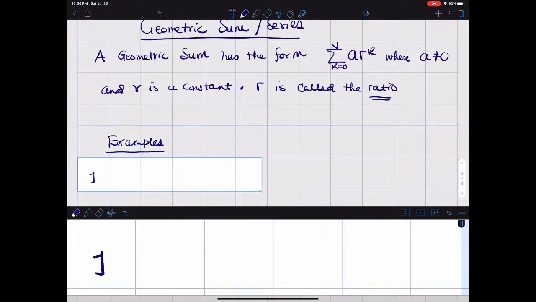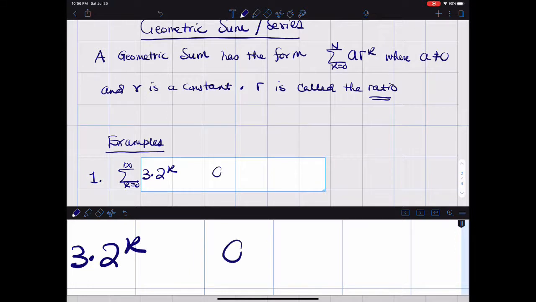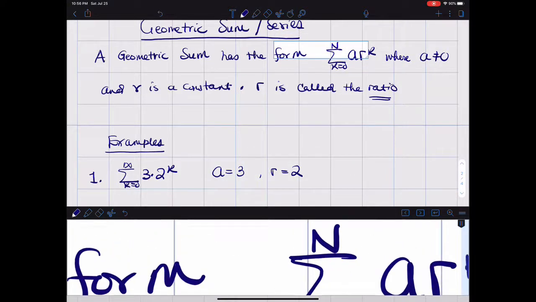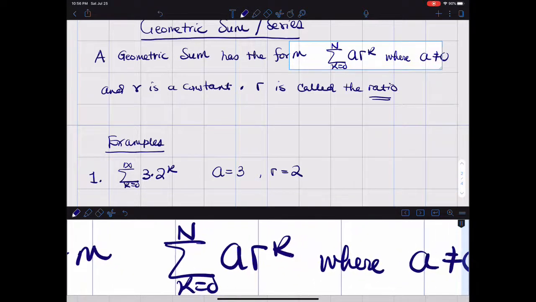Example number 1, summation k from 0 to infinity of 3 times 2 to the power of k. All right, so a here is 3 and r is 2. So we're going with this, a summation k from 0 to n of a r to the power of k.